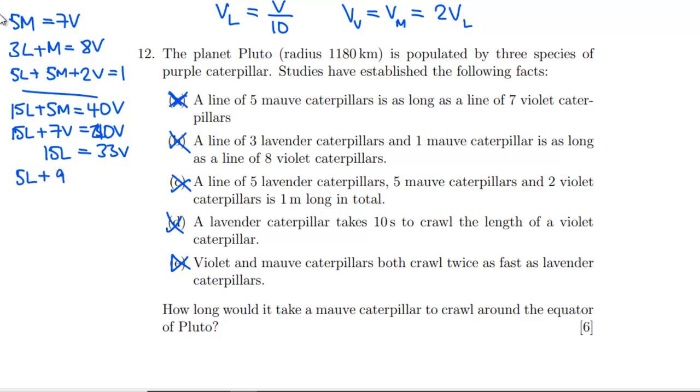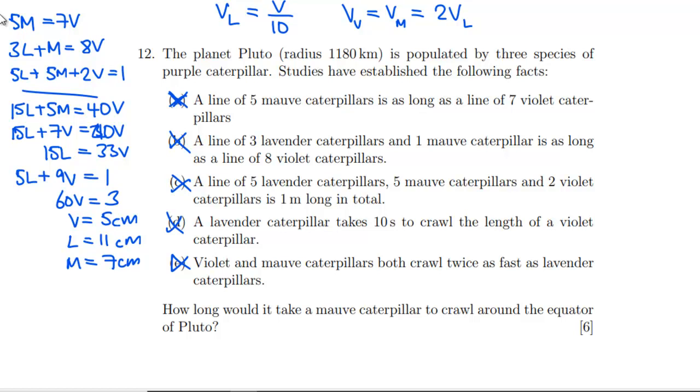And then in the bottom one, we've got 5L plus 9V is 1. So multiply all of that by 3 and then substitute in the 33V. So we're going to have 27, so 60V will be equal to 3. So V is equal to 5 centimeters. So for L we need to divide by 15 and multiply by 33. So that is going to be 11 centimeters. And then M is going to be 35 divided by 7.